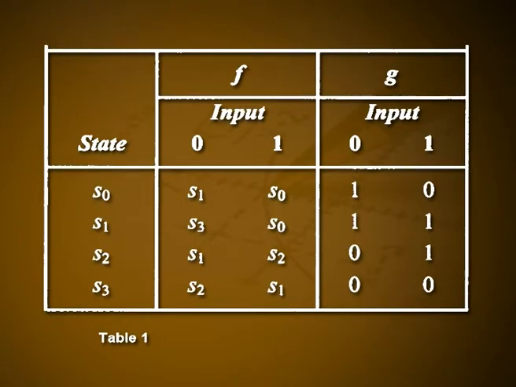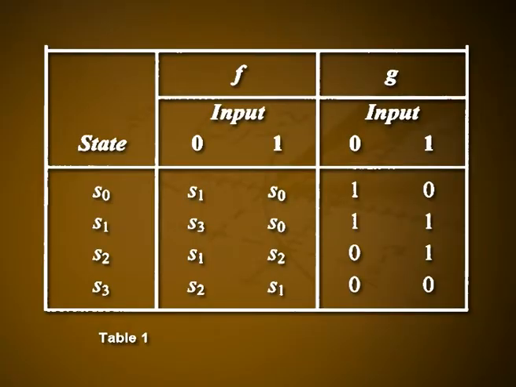The state table shown in Table 1 describes a finite state machine with S equal to the set {S0, S1, S2, S3}, I equal to the set {0, 1}, and O equal to the set {0, 1}. The values of the transition function f are displayed in the first two columns and the values of the output function g are displayed in the last two columns. You can see in Table 1 the different states S0, S1, S2, S3 and the corresponding input and output functions.